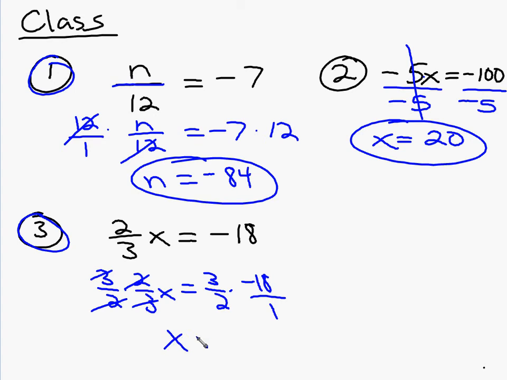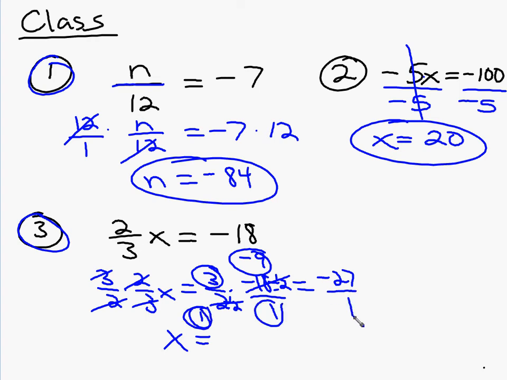On the right side, I need to do factoring. 2 divided by 2 is 1. 18 divided by 2 is 9, but it's a negative 9. So I multiply across with what I have left. 3 times negative 9 is negative 27. 1 times 1 is 1. So my answer is negative 27.